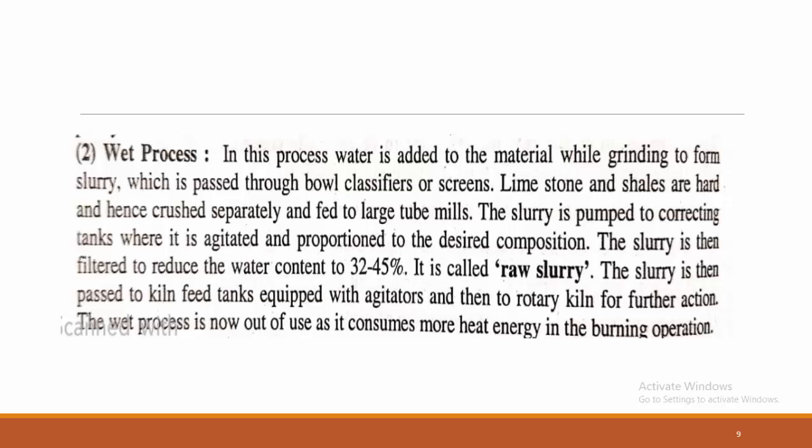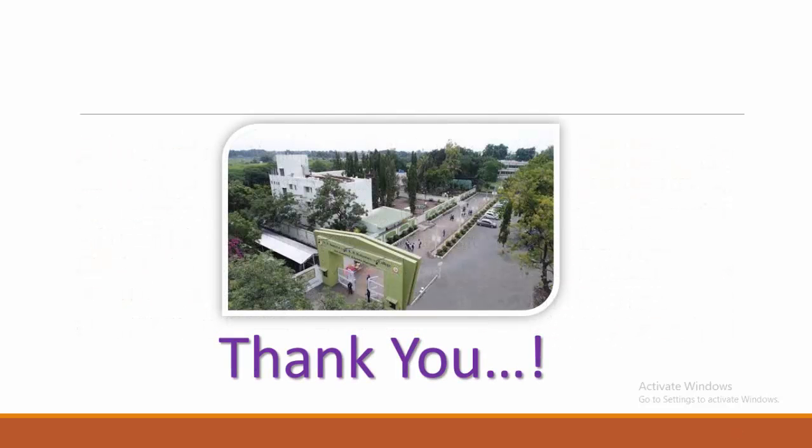But we can use both the dry process and the wet process for the preparation of the kiln feed. The product obtained from the dry process is known as the raw meal, and the product obtained from the wet process is known as the raw slurry. These materials are sent towards the burning operation. I will stop here in this lecture.